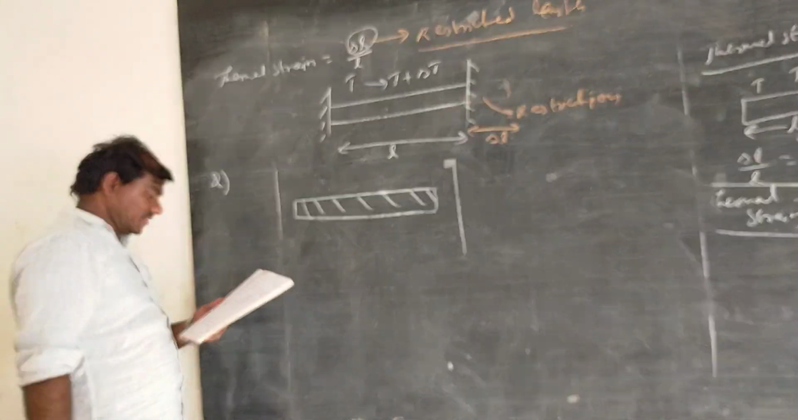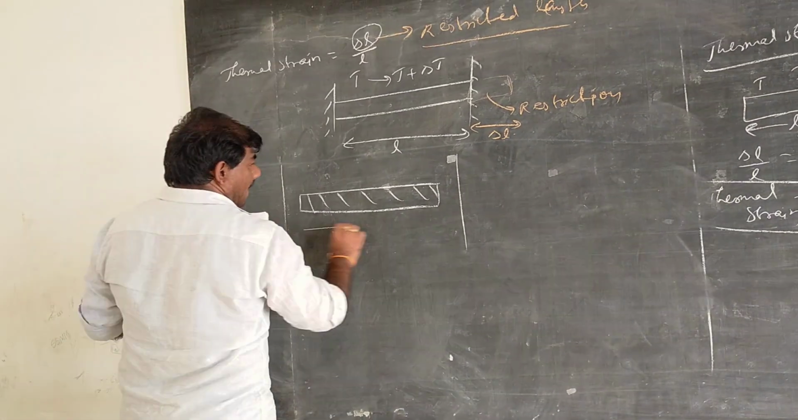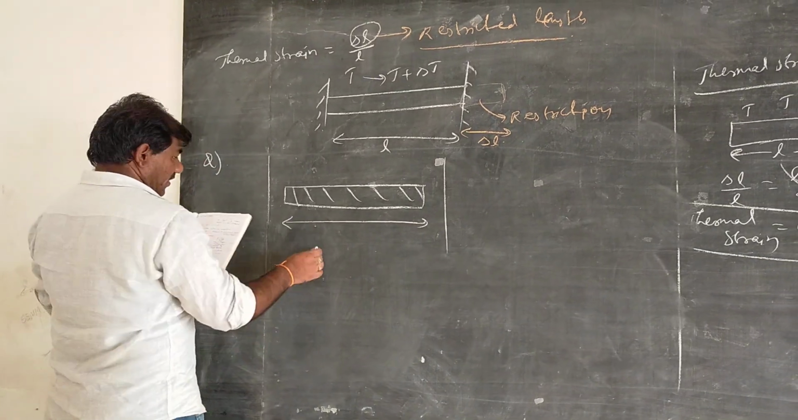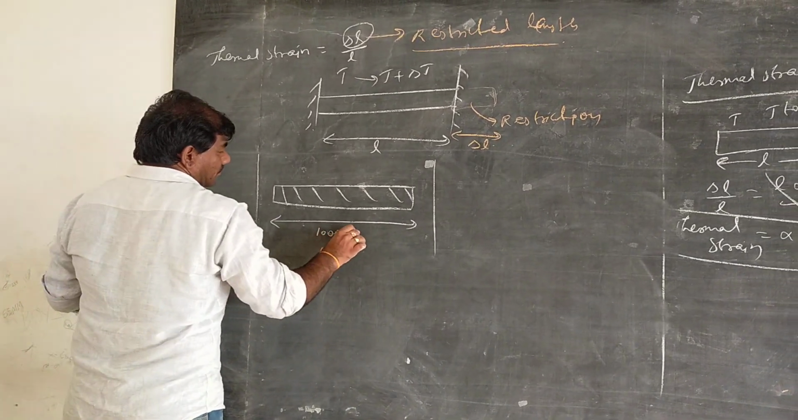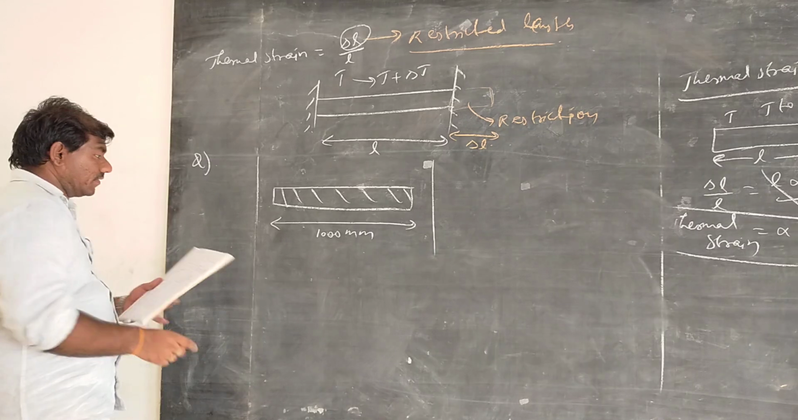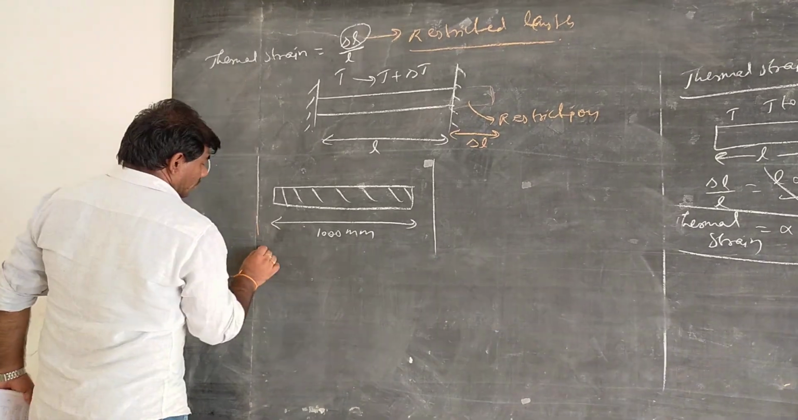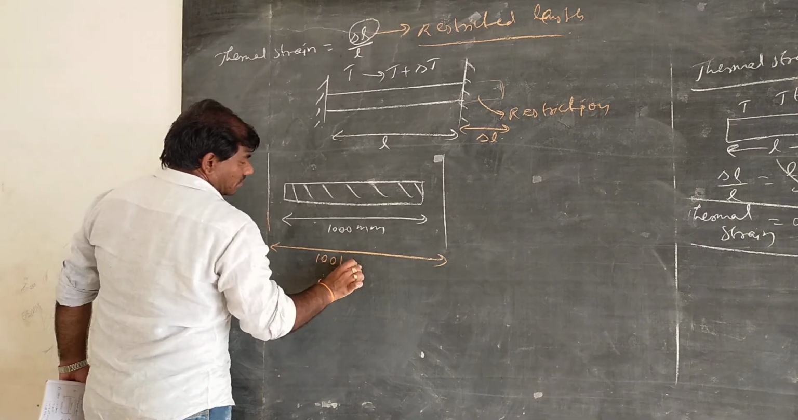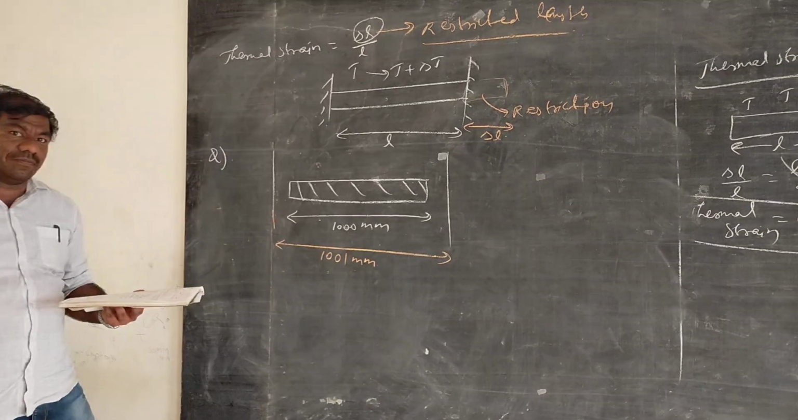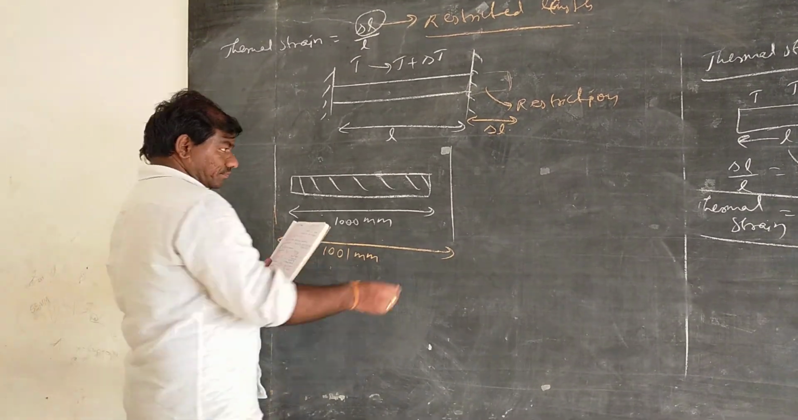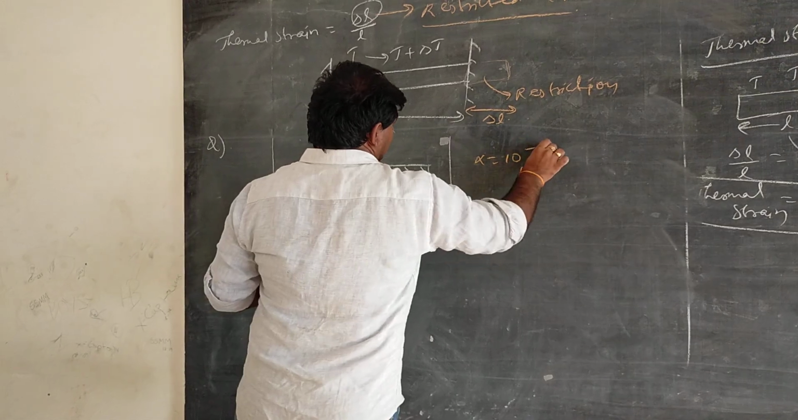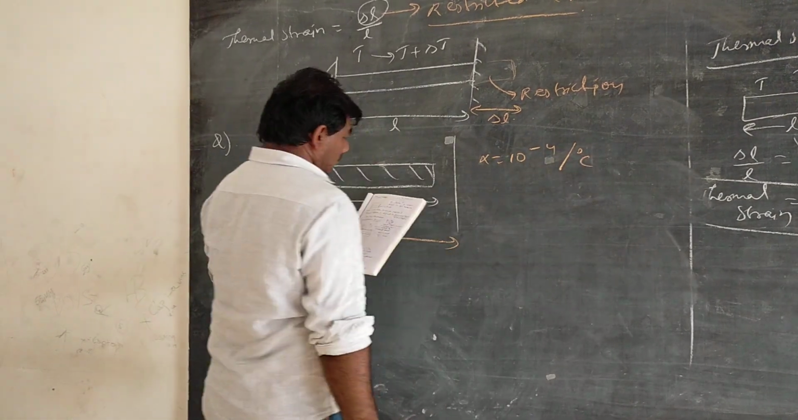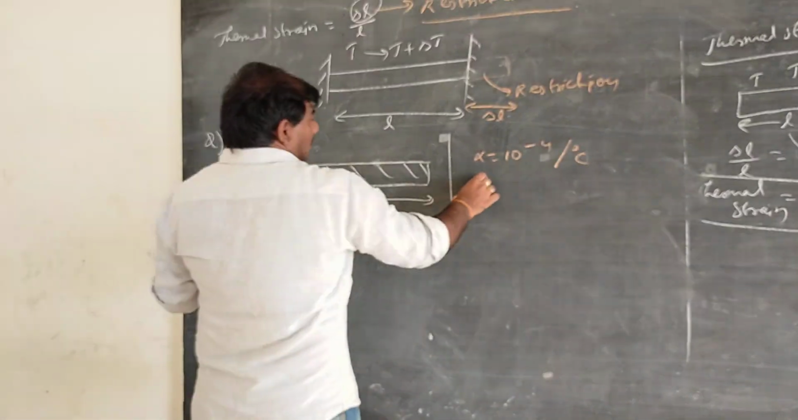There is a rod given like this. The rod has a length of 1000 millimeter, and between the two supports, the length is 1001 millimeter. Then alpha is given as much.